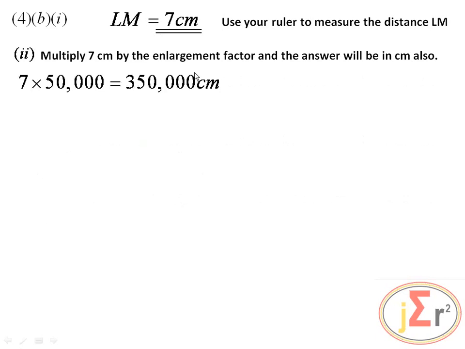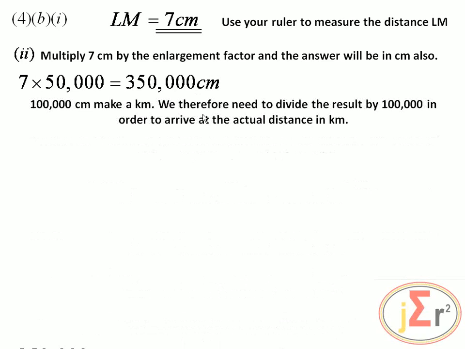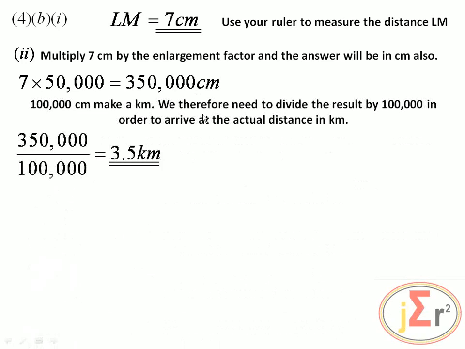So we multiply that by 50,000, we get 350,000, and of course that is going to be in centimeters. If we want that to be calculated to kilometers, we will have to divide that by 100,000. It is 100,000 centimeters that makes a kilometer. So this that we have there is still in centimeters. So we divide by 100,000 and we get 3.5 kilometers.